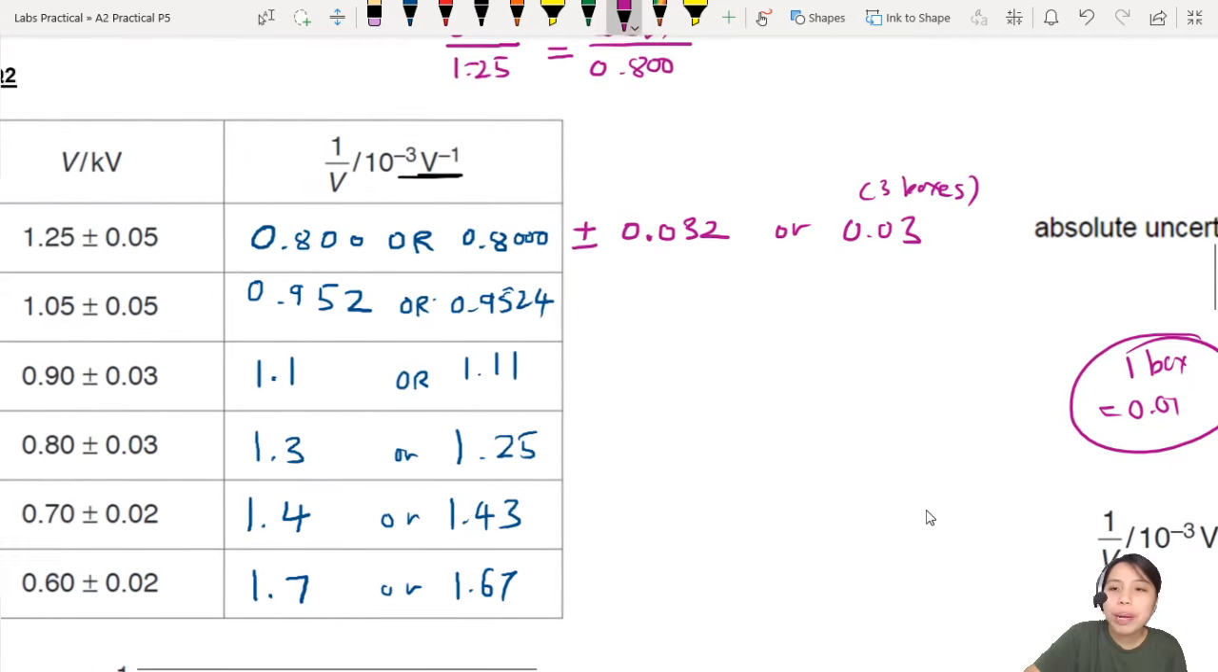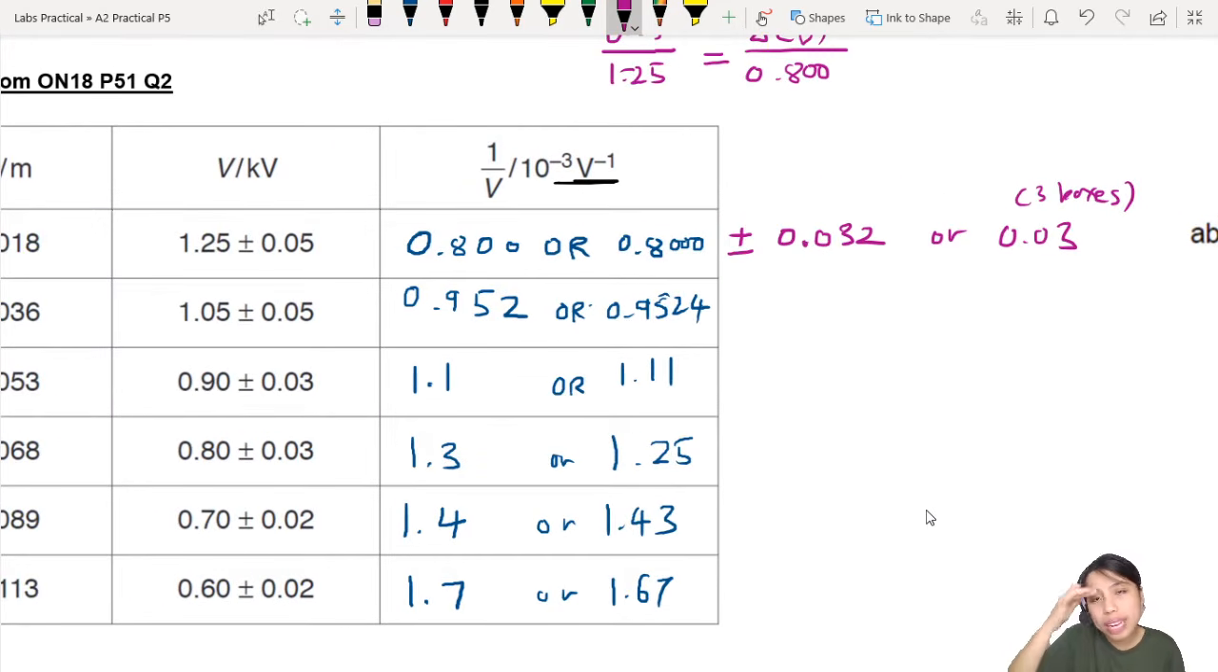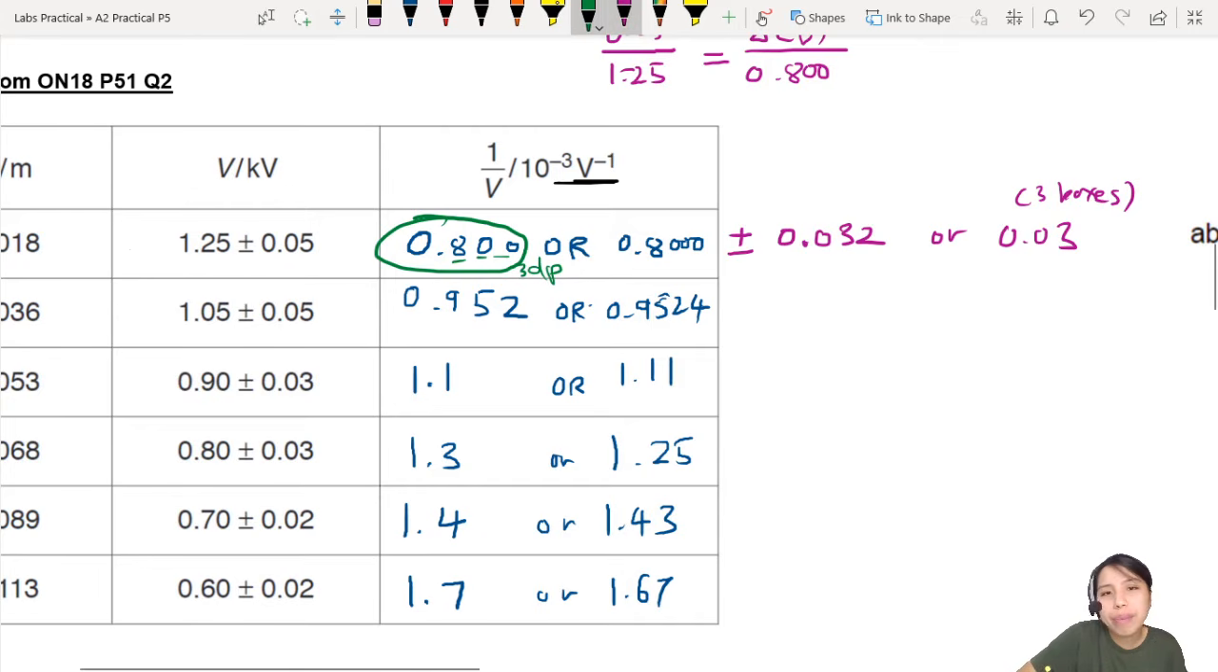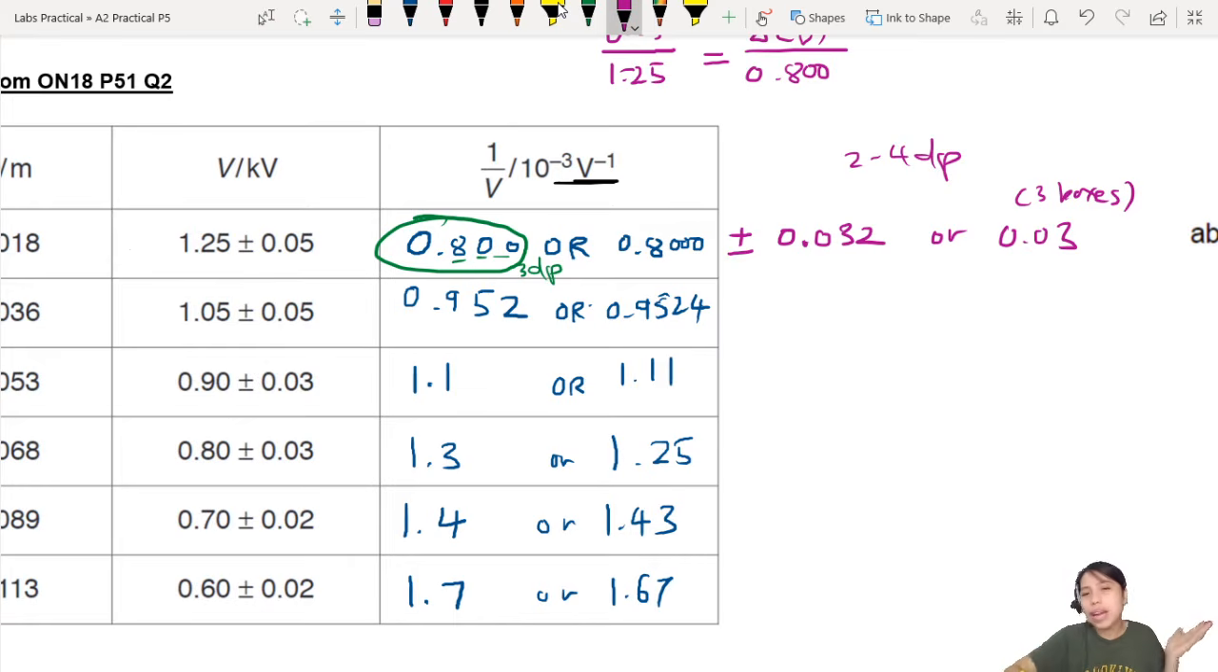So what I will encourage you is, if you are trying to write out decimal places, let's say I chose this 0.8 as my value. This is 3 dp, right? Then your uncertainty can be roughly around 2 to 4 dp. We really don't care. Somewhere there, okay already. Can be less, can be equal, can be one more. As long as you can plot it, we are happy with that.